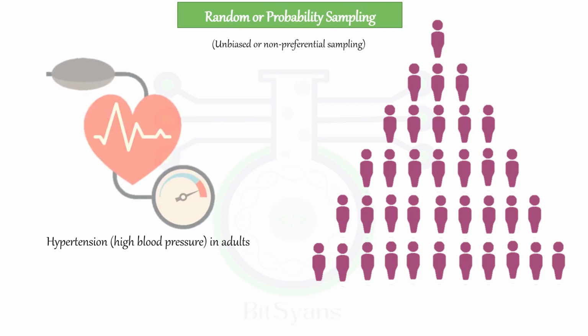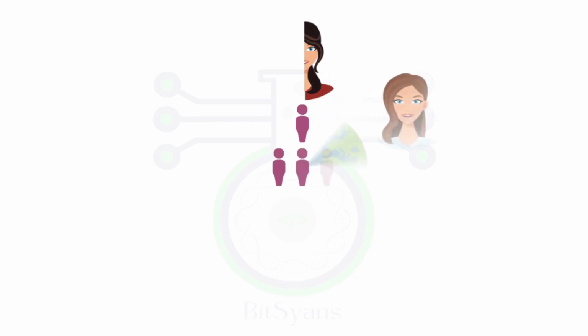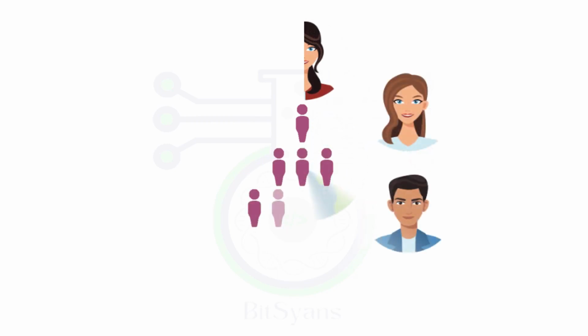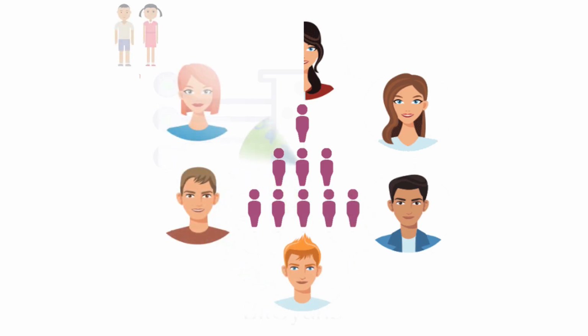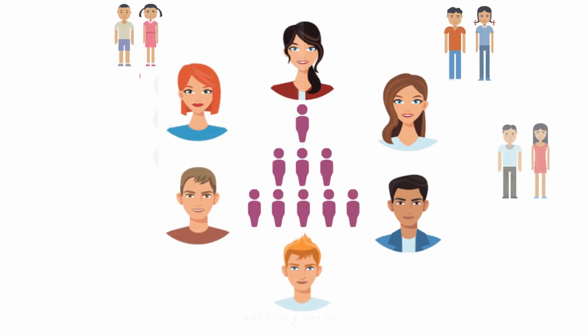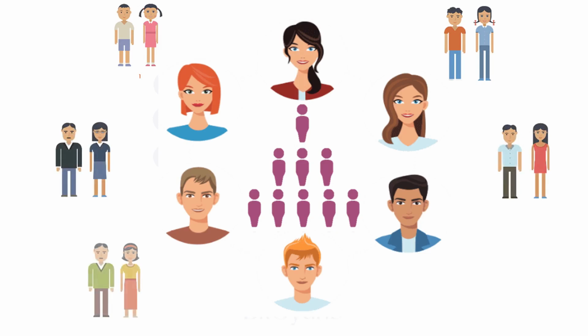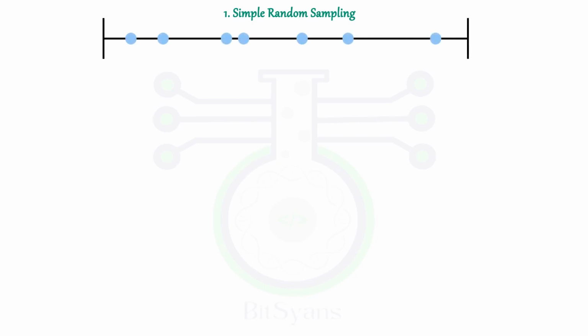Let's look into another example. The researcher might randomly select a sample of 1,000 adults from different states, age groups, and socioeconomic backgrounds to participate in the study. The sample would be representative of the population, meaning that the characteristics of the sample would be similar to those of the overall population. Types of random sampling. In simple random sampling, samples are chosen at random and each member in the population has an equal chance of being selected in the sample.